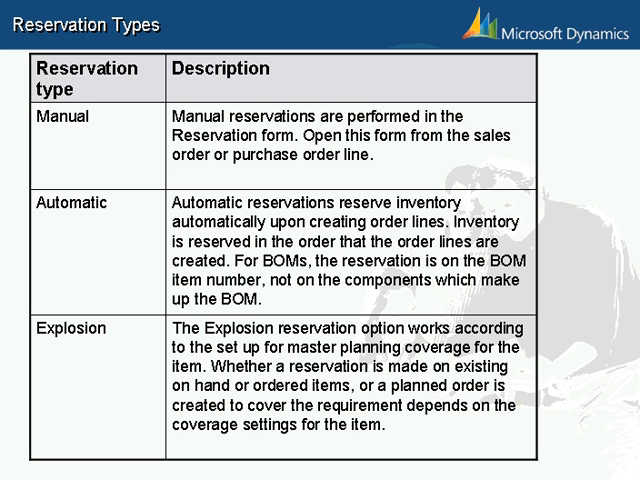And there are three reservation types available in Microsoft Dynamics AX 4: manual, automatic, and explosion. Manual reservations are performed in the reservation form. Open this form from the sales order or purchase order line. Automatic reservations reserve inventory automatically upon creating order lines. Inventory is reserved in the order that the order lines are created. For BOM, the reservation is on the BOM item number, not on the components which make up the BOM.